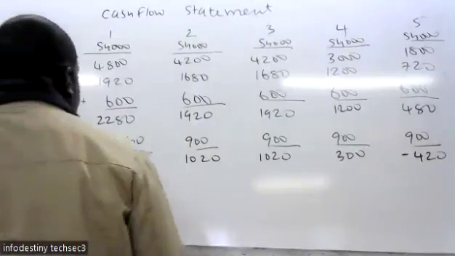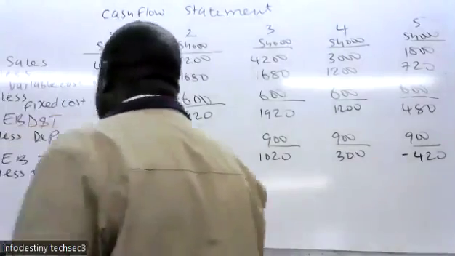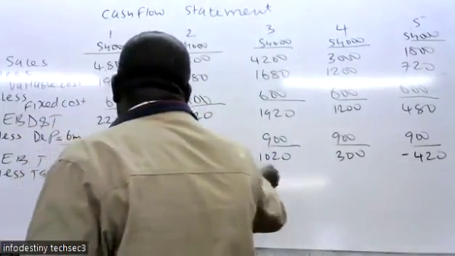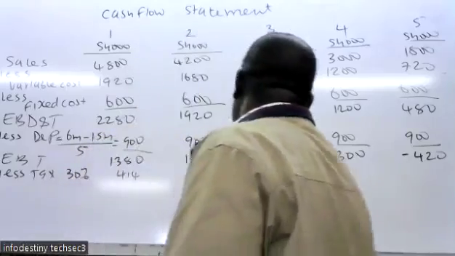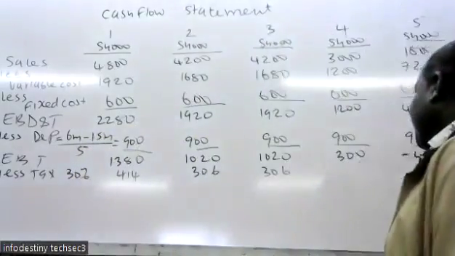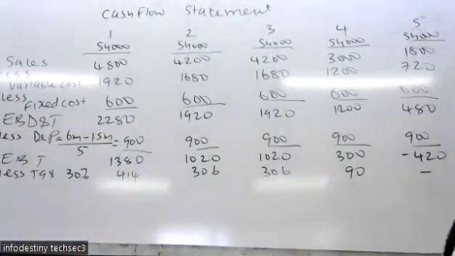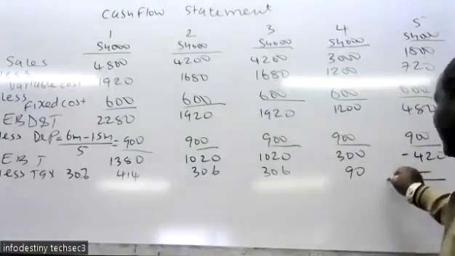Then for year 2, 306. Now, you get a point. We don't pay tax on the loss. You just put there a dash. So this one has no tax.